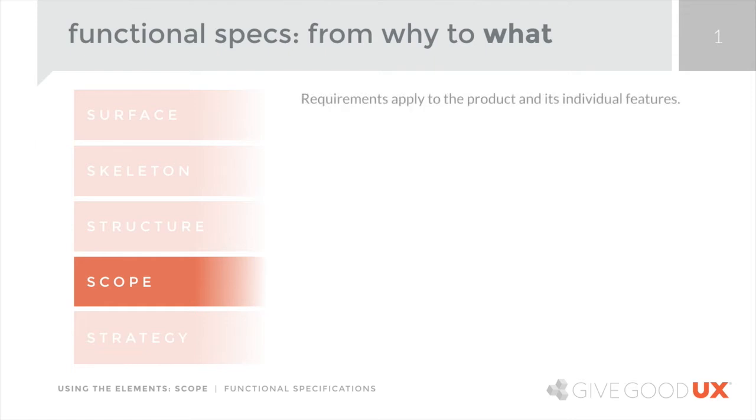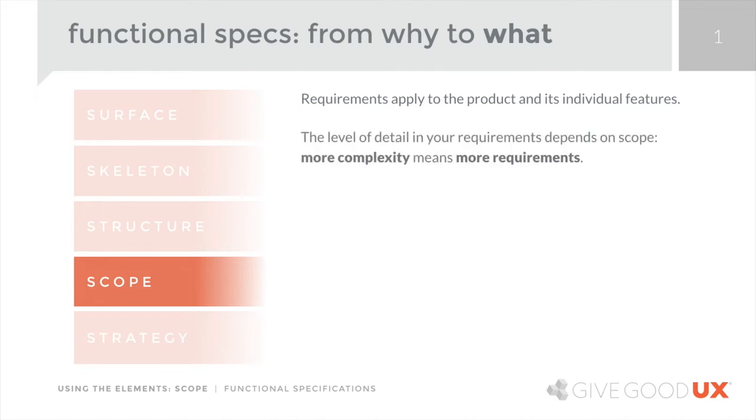First, it's important to note that requirements can apply to the product as a whole, but they can also apply to a very specific feature. In addition to this overarching set of features and functions that describe the product, we're also concerned with how specific features work and how they interrelate with others. So that means, in turn, that the level of detail in your specifications depends on the specific scope of the project. The more complexity we have, the more requirements we need. The more features we decide to implement, the more specification for how those features should be designed and programmed and essentially implemented we need.